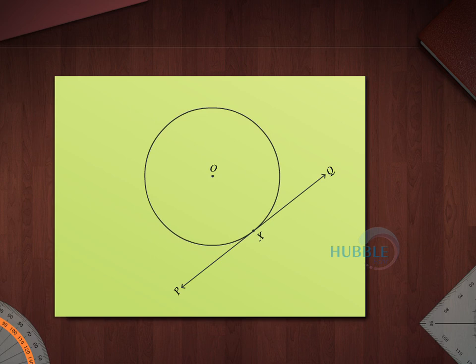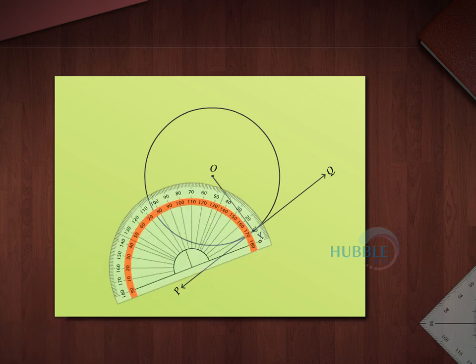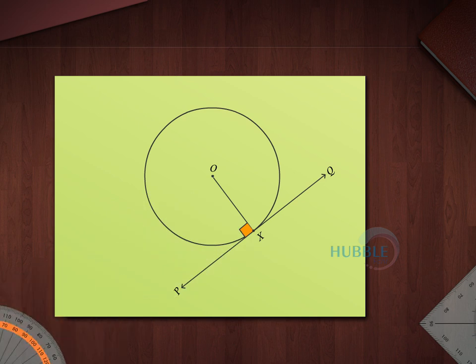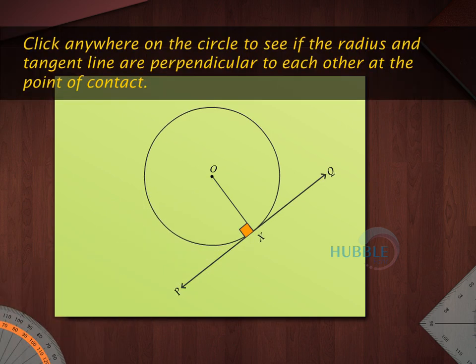Now in this circle, line PQ is tangent to the circle and point X is the point of contact. Let's draw a segment from center O to point X so that OX is the radius of the circle. Let's measure the angle OXP. It is a right angle. Explore to see if the radius and tangent line are perpendicular to each other at any point on the circle through the point of contact.